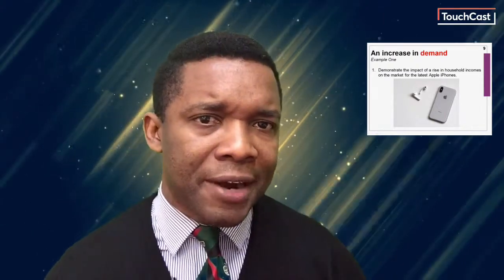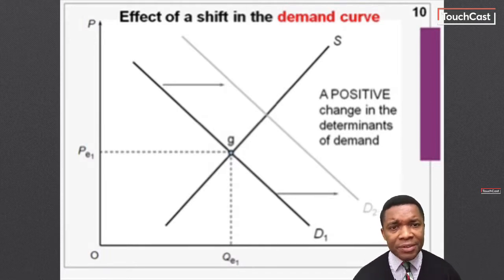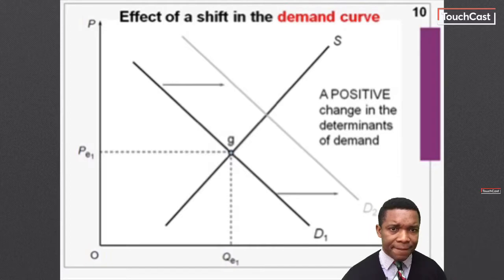Demonstrate the impact of a rise in household incomes on the market for the latest Apple iPhones. In answering this question, it is good to realize that when people's income rises, it pushes out the demand for the latest Apple iPhones. And this is illustrated by a shift of the demand curve to the right.